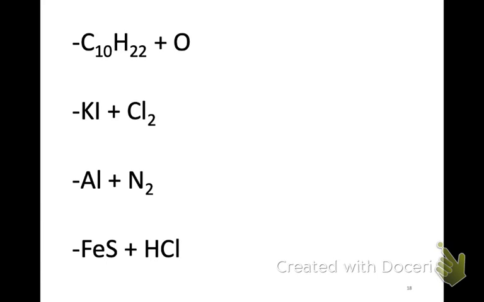All right, let's try to predict our last set of problems. So for the first example, we have C10H22 plus O2. We have a combustion reaction here, so you just write CO2 plus H2O for your products.